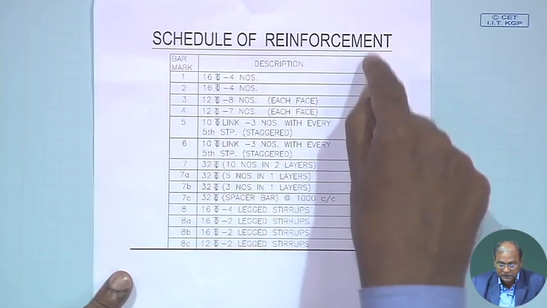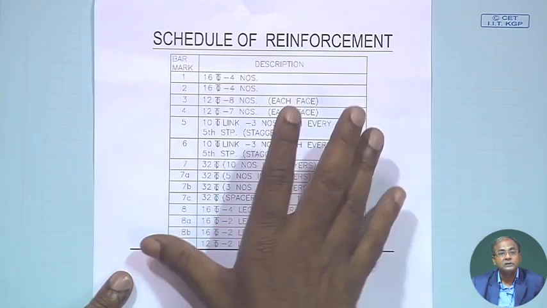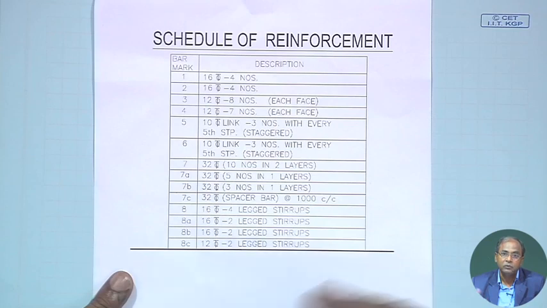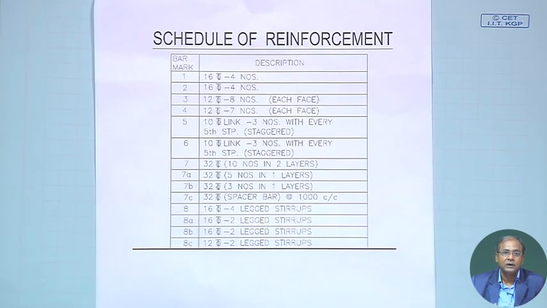Bar bending schedule means you will have additional information, quantity and other things, which is not the job of a designer. That will be done by the contractor for the real detailing of the reinforcement. One more thing I would like to say: the superstructure will be done by a separate agency, and the substructure and foundation may be done by another separate agency.